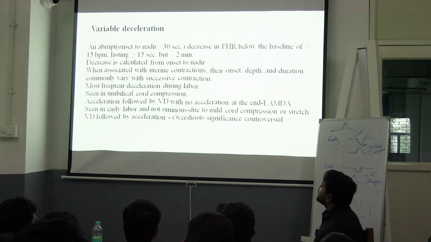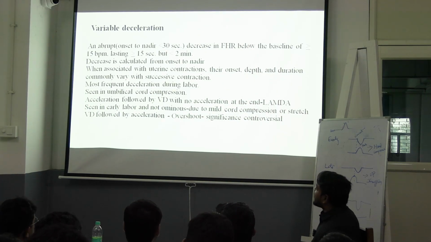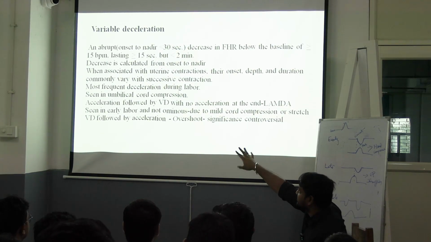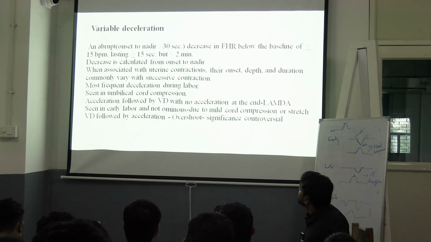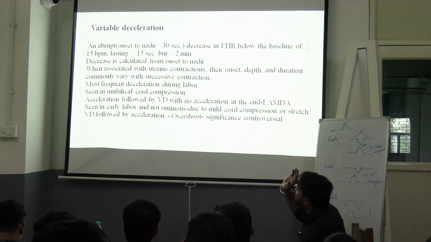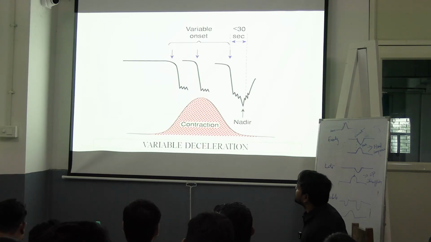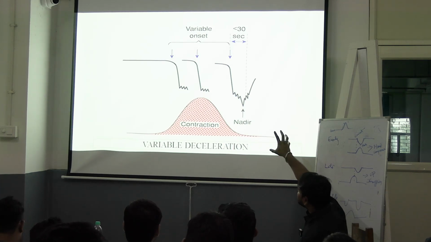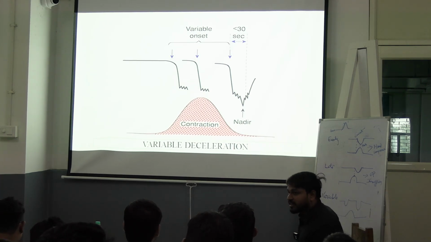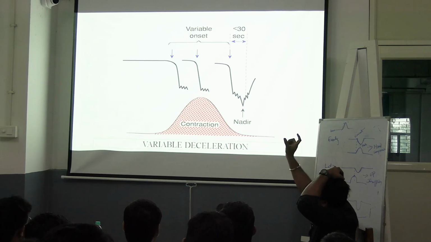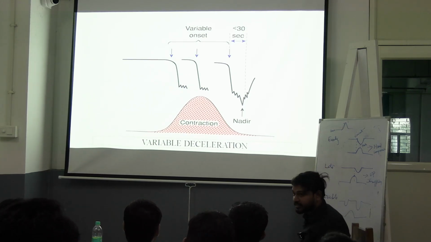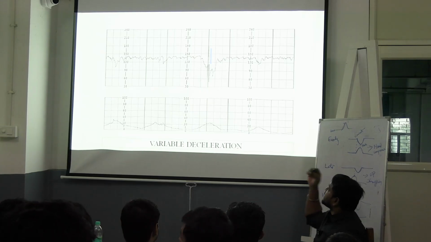Next is variable deceleration. As I told, you should know it is seen in umbilical cord compression. That is an MCQ. See, there is a contraction. The nadir, it doesn't depend on the contraction only. It can happen anytime, and the onset to nadir is less than 30 seconds. So this is variable deceleration.